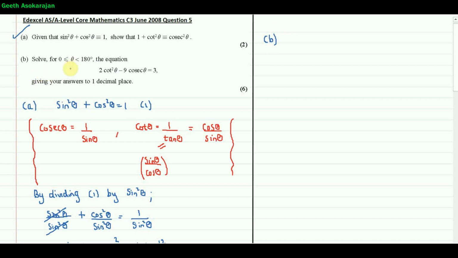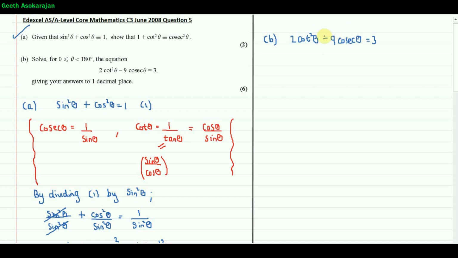Solve for angles theta between 180 degrees and 0 degrees inclusive. The equation 2 cot squared theta minus 9 cosec theta is equal to 3. Give your answers to 1 decimal place. So let me copy down this equation. So we've got 2 cot squared theta minus 9 cosec theta is equal to 3.